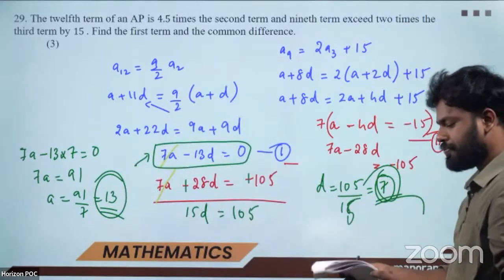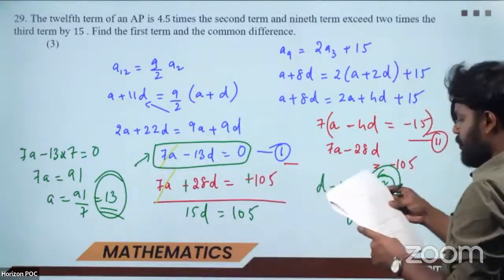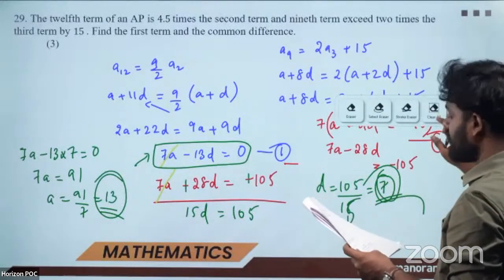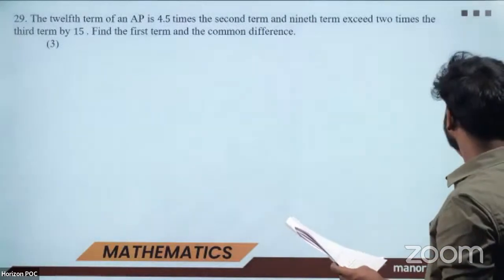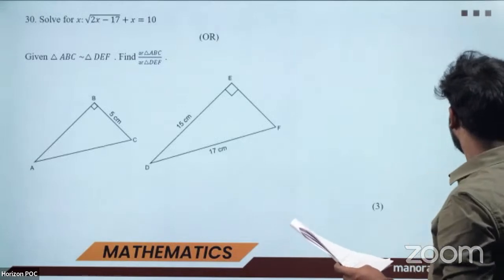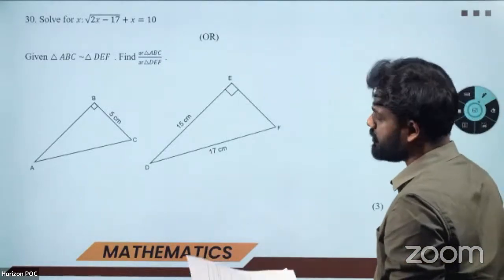Question number 29. Okay, can we move to the next one? The 30th question, the last question of this section. Again, an OR question, right? Let's look at the first part.